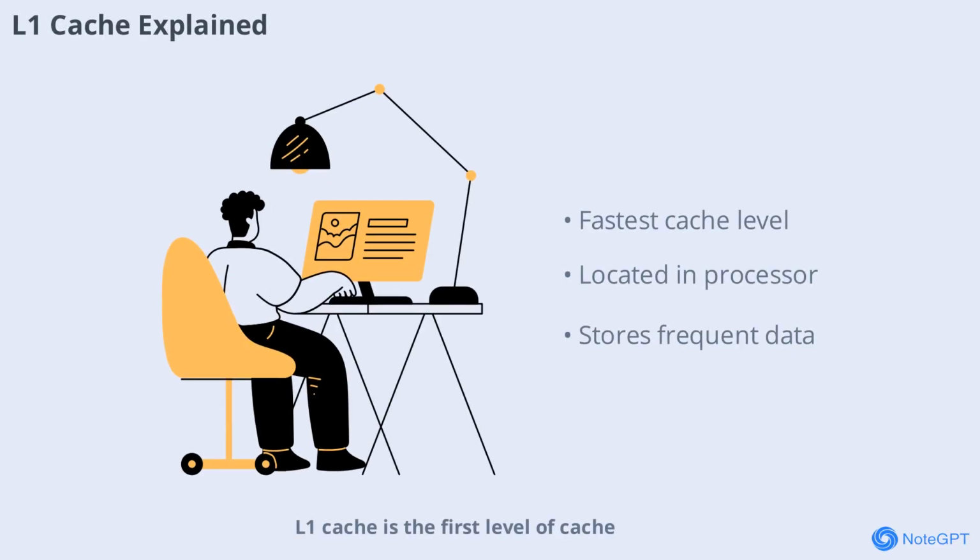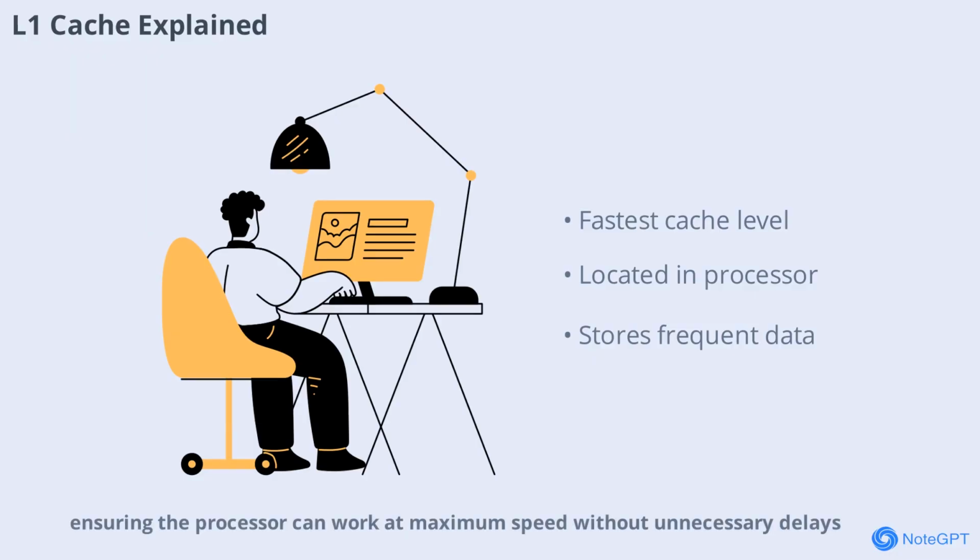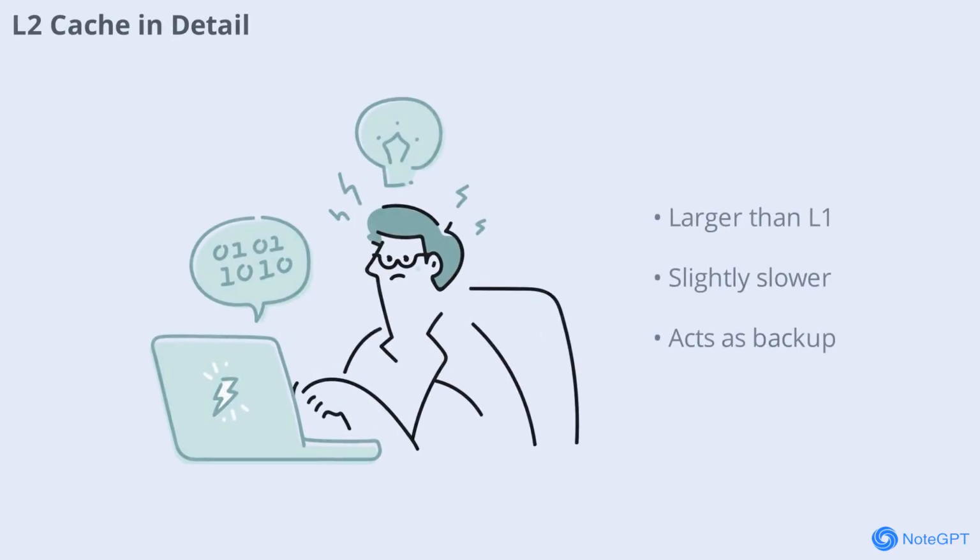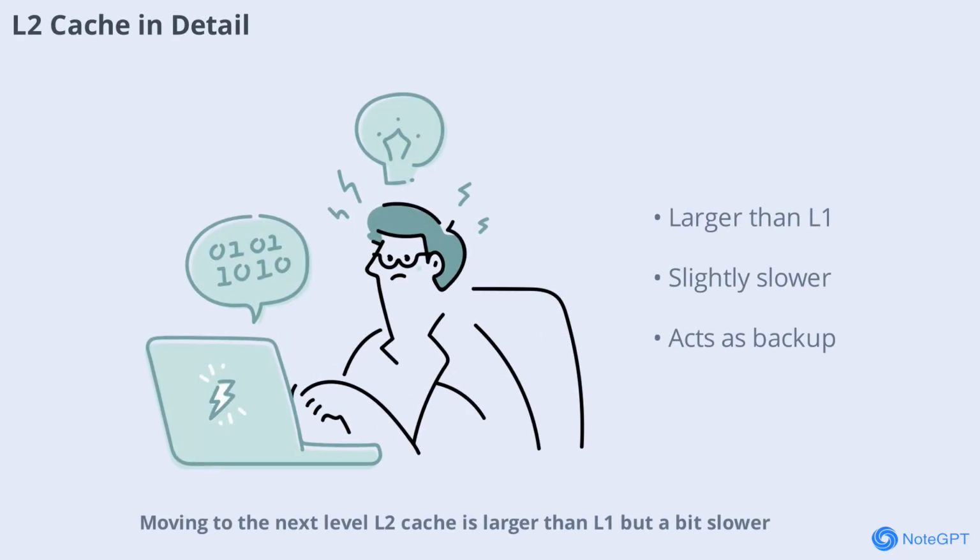L1 cache is the first level of cache memory and sits right inside the processor core. It's extremely fast but also very small, usually just a few kilobytes. Because it's so close to the processor, accessing data from L1 cache is almost instantaneous. This makes it perfect for storing the most frequently used instructions and data, ensuring the processor can work at maximum speed without unnecessary delays.